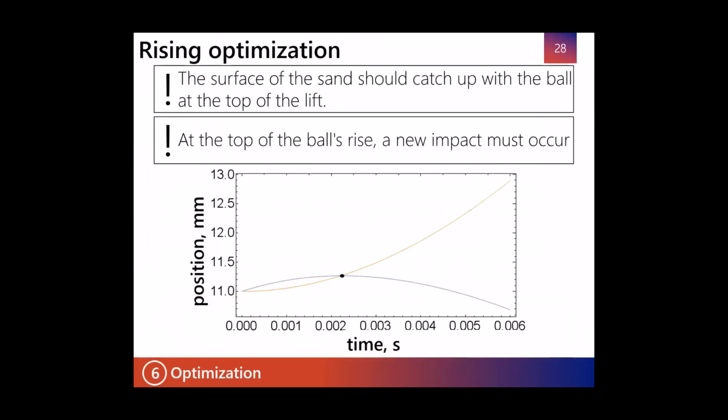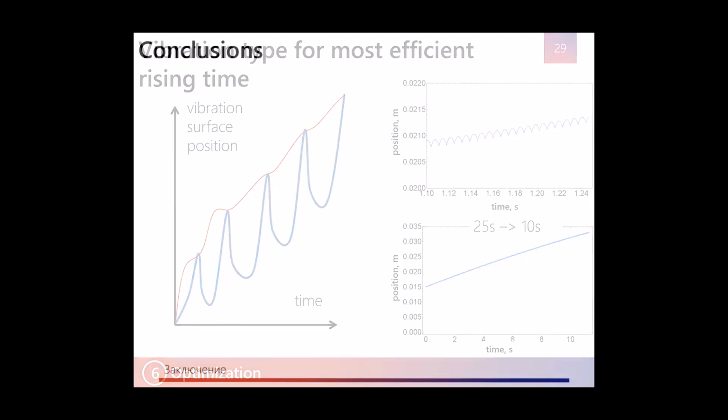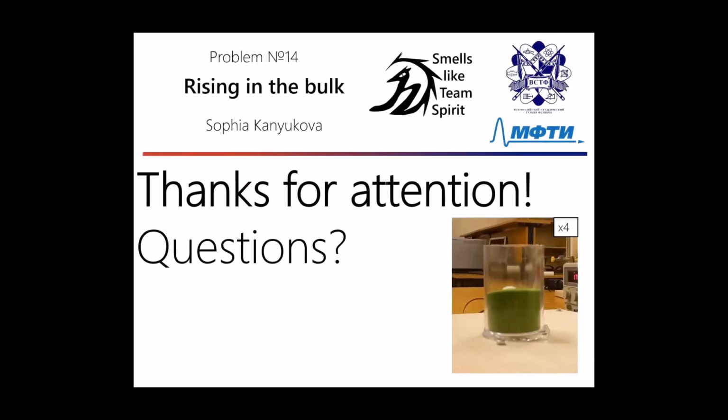Also, we need to create a shaking technique optimization. The surface of the sand should catch up with the ball at the top of the lift, and at the top of the ball's rise, a new impact must occur. So we need to create a vibration table, something like that. As you can see, theoretically, the rising time decreases so much, and it is our optimization. Thanks for your attention.